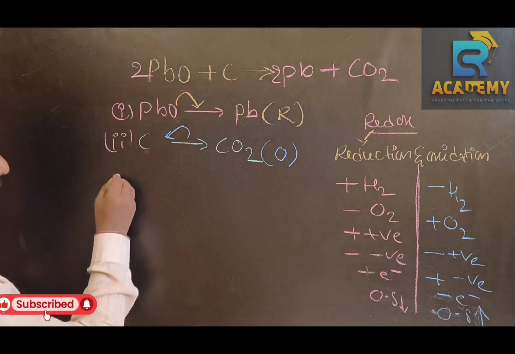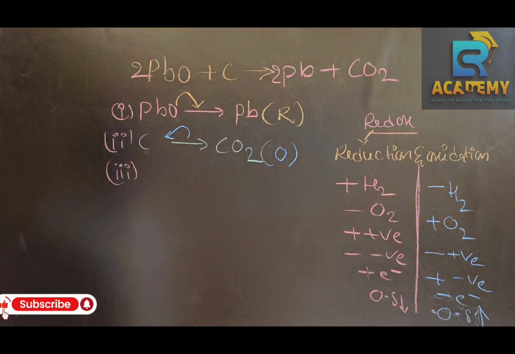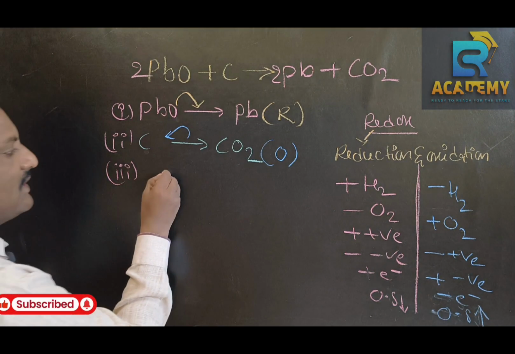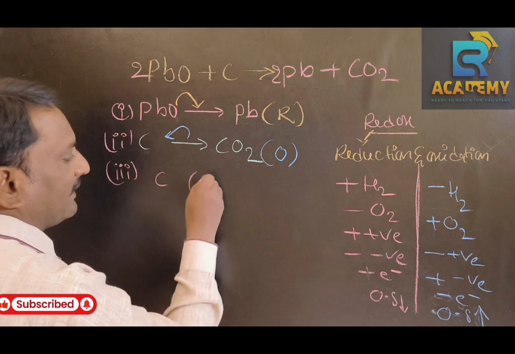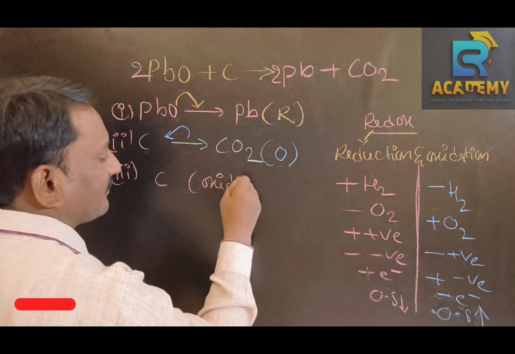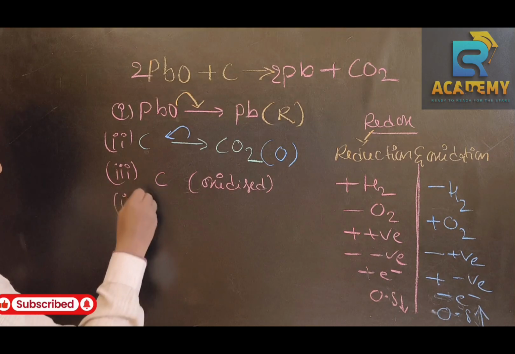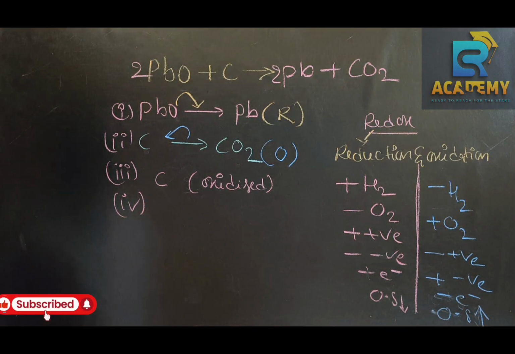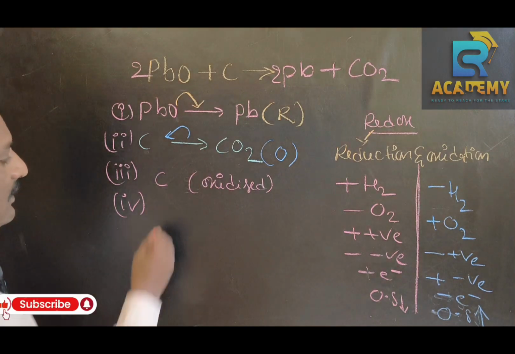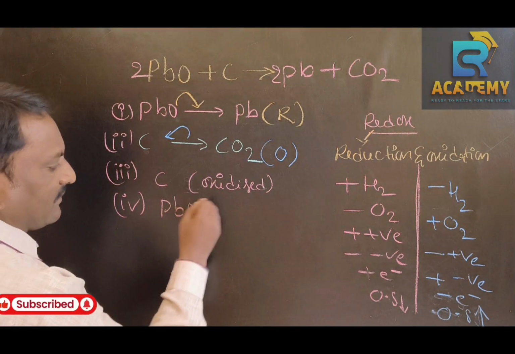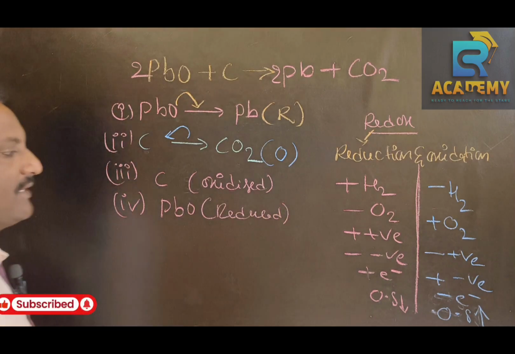Next, point number three. Which one is getting oxidized? Carbon is getting oxidized. Point number four. Which one is getting reduced? Lead oxide is getting reduced.